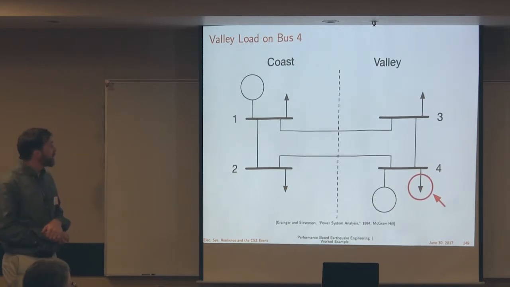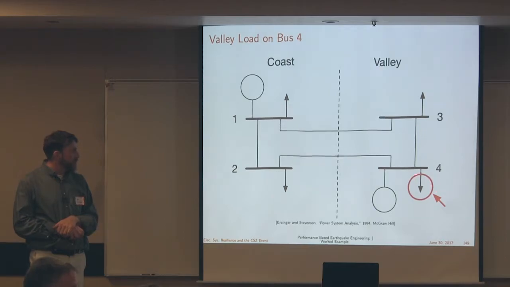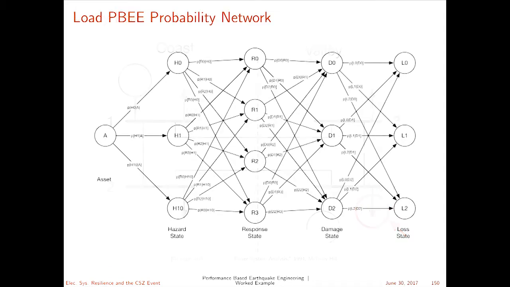Oh man, what if we got an earthquake? Let's take a look at this valley load. It could be Portland, Corvallis, Albany, Salem, Eugene. We're going to calculate the probability that we lose this valley load. We're going to use this network. It's a little more complicated than the one before, but the idea is exactly the same. I have this asset, that's going to be my valley load.